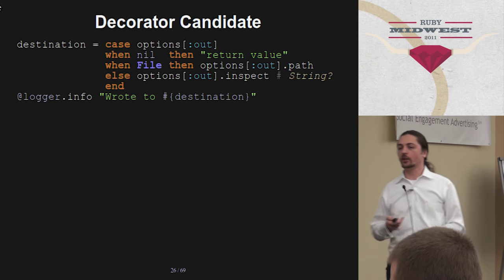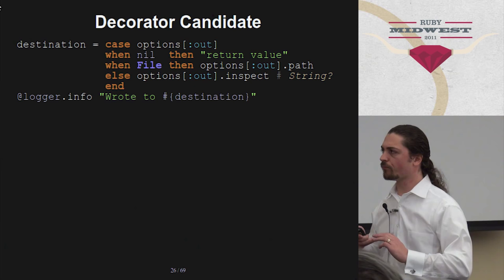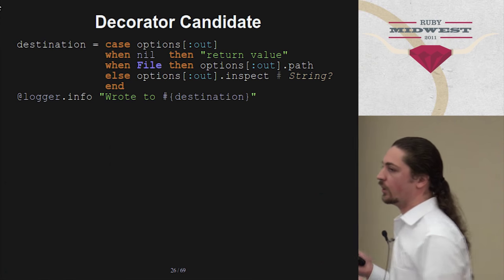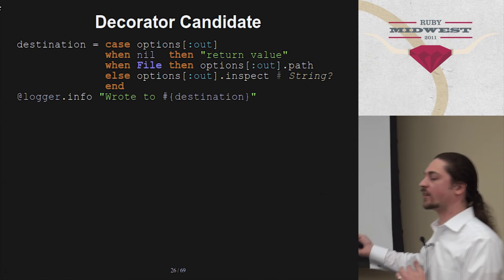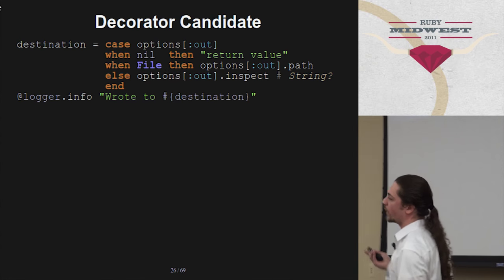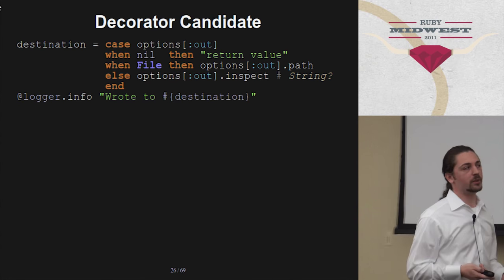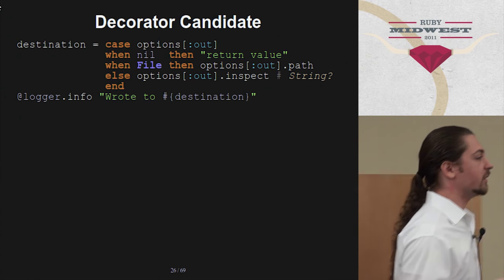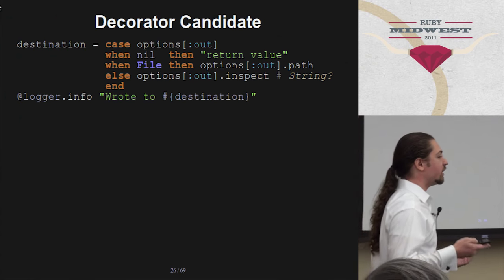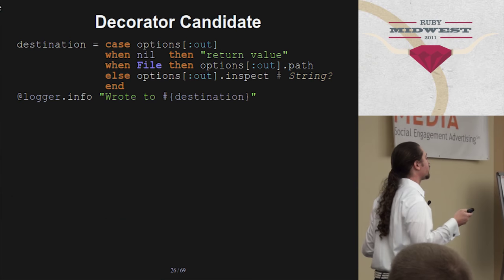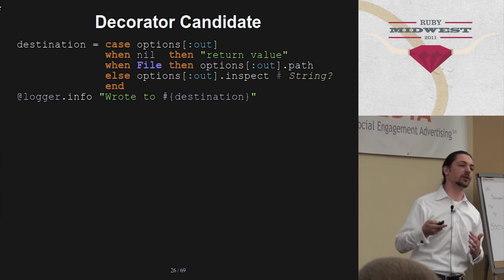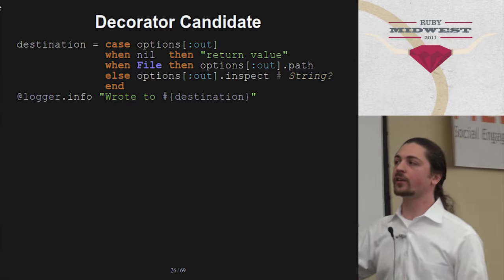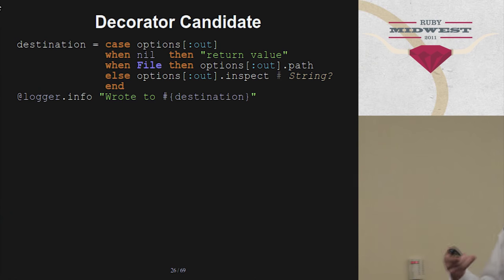So here's a candidate for some decorator code. We have this option to the say method, the out option, which is where we want to put the ASCII art. So it could be the return value if it's not specified. It could be a file we want to write it to. It could be anything that responds to the insertion operator. And so we have this case statement. And all it's there for is, for debugging purposes, we want to be able to report where we wrote the output. But in order to do that one line of logging, we have to do this big case statement because there's no consistent way of describing the output type.